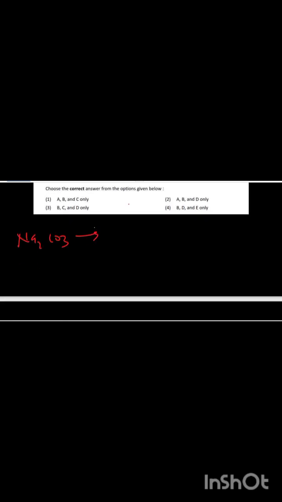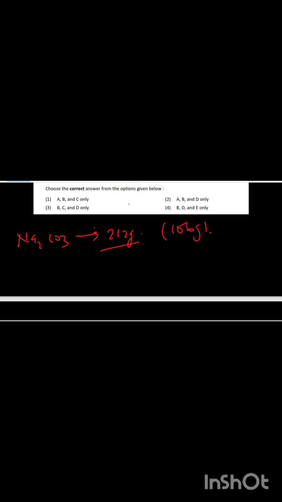Which among the following, choose the ones with equal number of atoms. Option A: 212 gram Na2CO3, molecular mass 106. So we have to calculate the number of atoms. Na2CO3, how much gram? 212 gram, and its molecular mass is 106 gram.